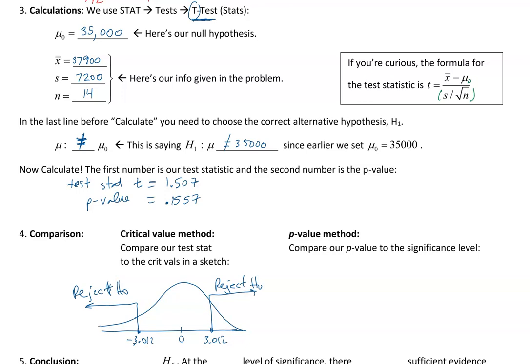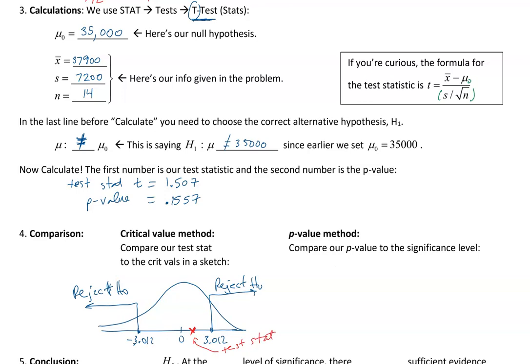All right, so I'm going to go get my test statistic. That was 1.507. It's positive, but only there. It doesn't fall anywhere past 3.012. So that's our test statistic. So I can see from my picture, I'm going to fail to reject the null.